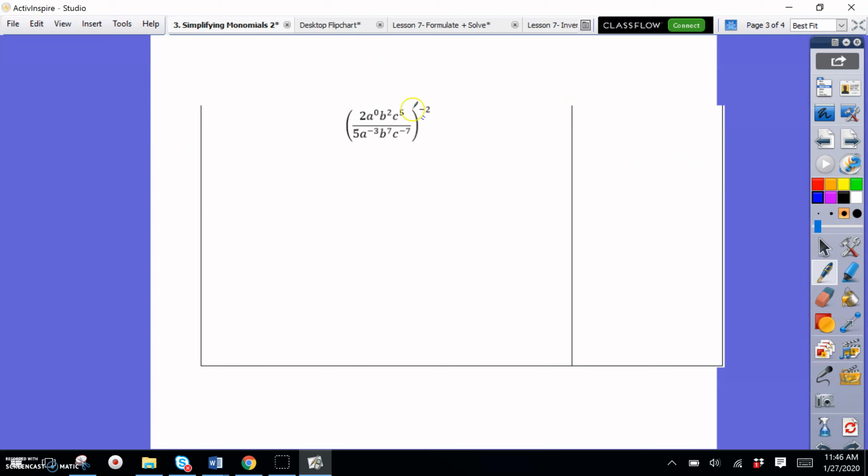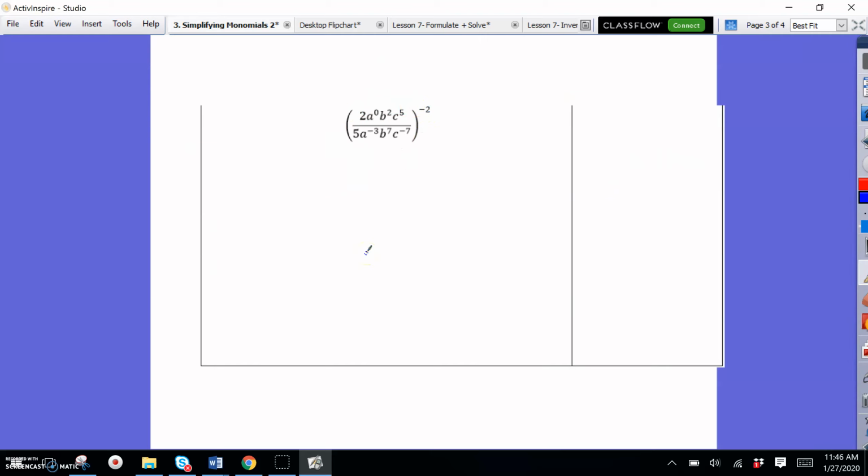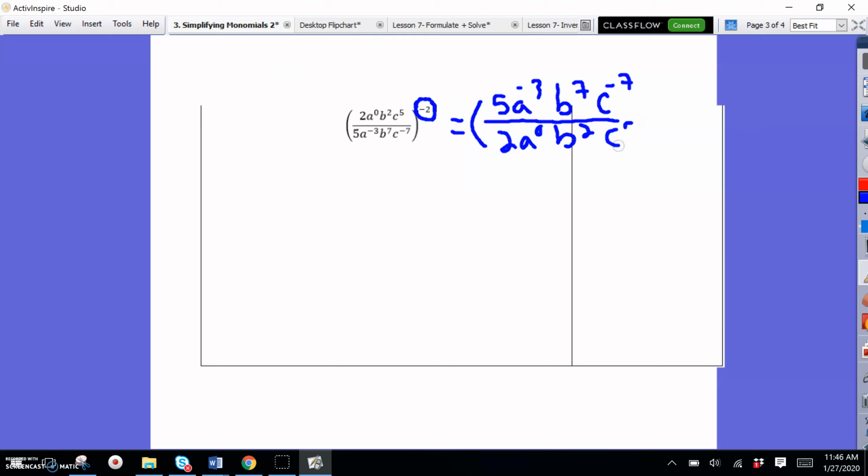So here I have that this whole entire monomial is raised to a negative exponent. The first thing I want to tackle is this negative exponent, and go ahead and make it the reciprocal to make it a positive exponent. So my numerator is going to be 5a to the negative 3, b to the 7th, c to the negative 7th. My denominator is going to be 2a to the 0, b to the 2nd, c to the 5th. But now it's raised to the positive 7th power.